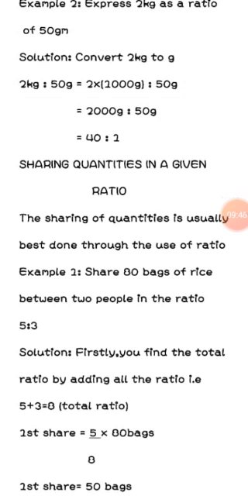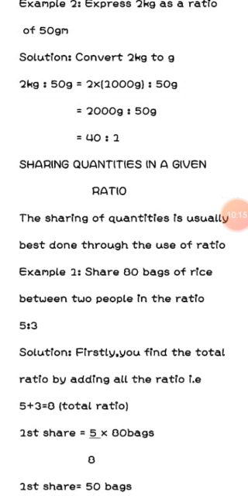Now, after getting your total ratio, what do you do? You start with the sharing. And how do you start with the sharing? You can see below it, first share, which is ratio 5. So the first share is going to be 5 over the total ratio times the 80 bags that is being shared. 5 over 8 times 80 bags.